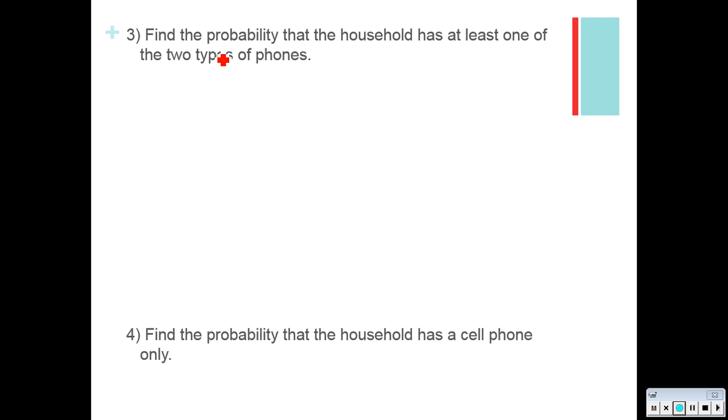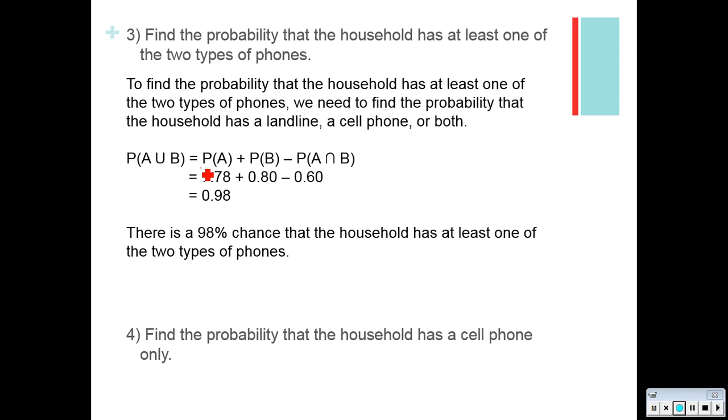So question 3 says, find the probability that the household has at least one of the two types of phones, meaning they have a landline or they have a cell phone. So for something like this, I'm going to do the probability of A plus the probability of B minus the probability of A and B, because the events are not mutually exclusive. So the probability of A, which would be 0.78, plus the probability of B, which would be 0.8, minus the probability that they have both phones, which would be 0.6. So this comes out to be roughly about 0.98. So we would say that if we were going to choose a household at random, we'd have a 98% chance that we would choose at least one of the two types of phones.